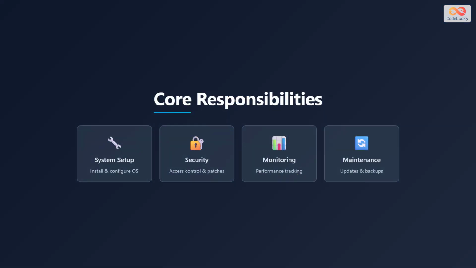Systems administrators have 4 core responsibilities. First, system setup. They install and configure operating systems across the entire infrastructure. Second, security. They manage access control and apply security patches to protect systems. Third, monitoring. They continuously track performance to ensure everything runs efficiently. Fourth, maintenance. They perform regular updates and manage backup systems. These 4 areas form the foundation of what a systems administrator does every single day.